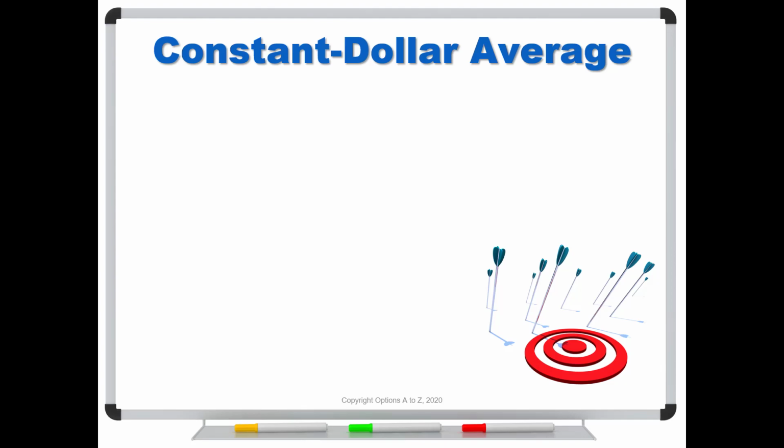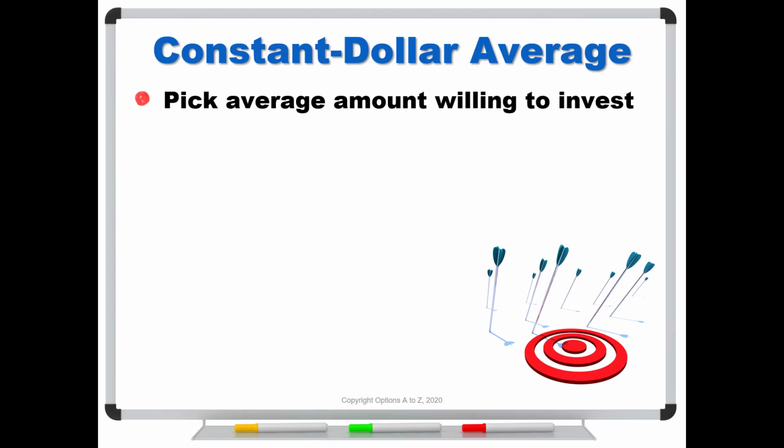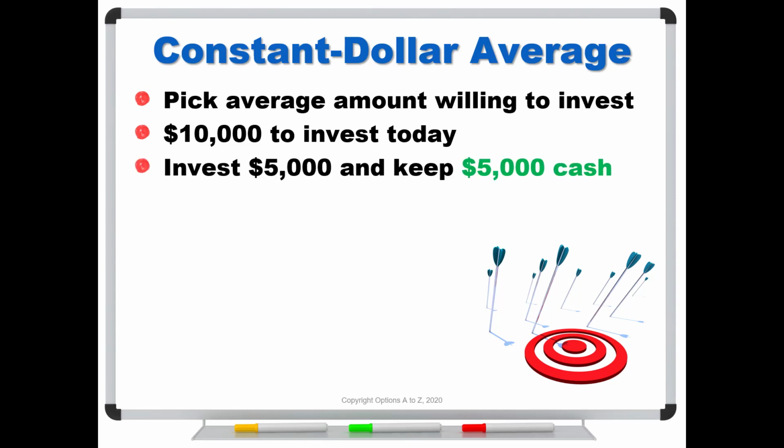Well, what you're going to do here is pick an average amount that you're willing to invest. So let's say that you have maybe $10,000 to invest today, and you think it's a good idea to buy an ETF for the next 30 or 60 days during this coronavirus pandemic, and you want to just kind of average into it. Well, rather than using a dollar cost averaging strategy, what you could do is pick a proportion, let's say $5,000, and keep $5,000 in cash. Now again, you could split these up. You could say I want to invest $7,000 and keep $3,000 in cash, but it's usually best to split it. So in this example, your average is $5,000.